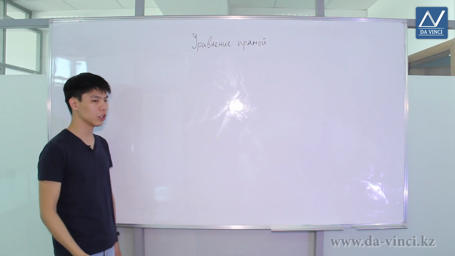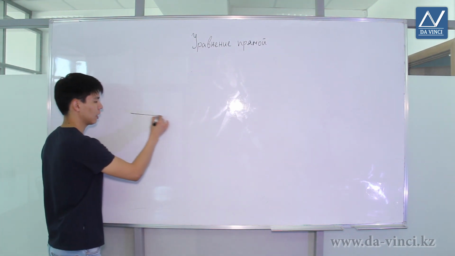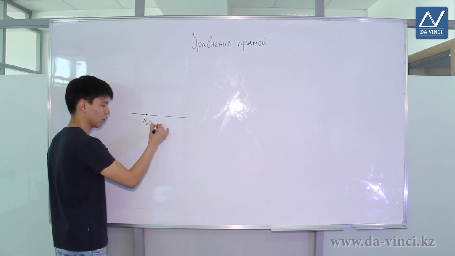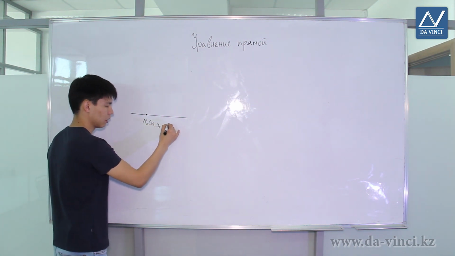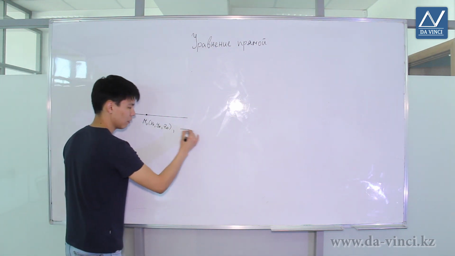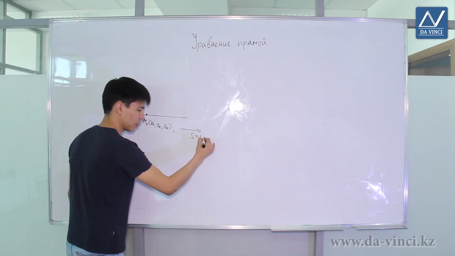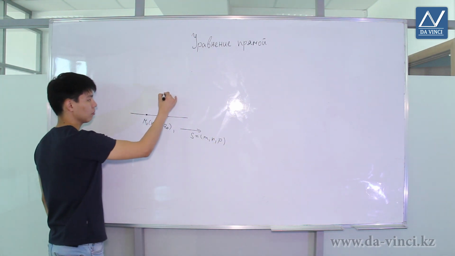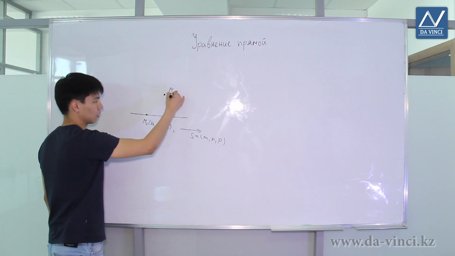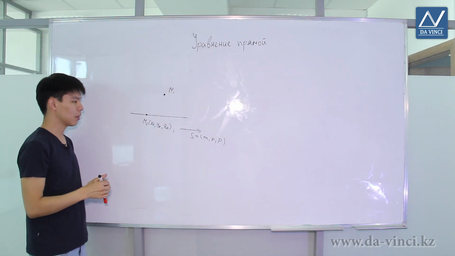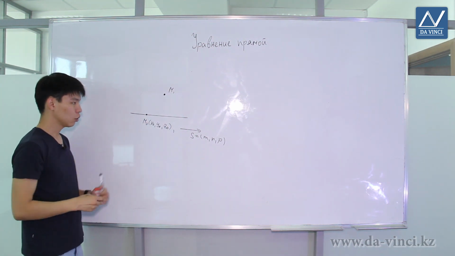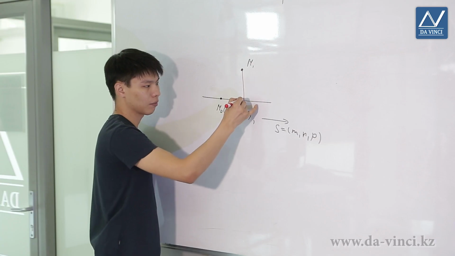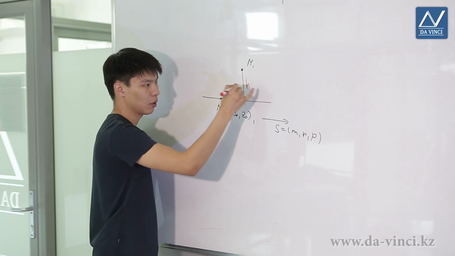Let's consider the question of finding the distance from a point to a line. Let's suppose we have some line that passes through the point M0 with coordinates x0, y0, z0 and has a direction vector s with coordinates m, n, p. And let's have some point M1 here. We need to calculate the distance from point M1 to line L. In order to find the distance, we should drop a perpendicular from this point. And let's denote this perpendicular as h.